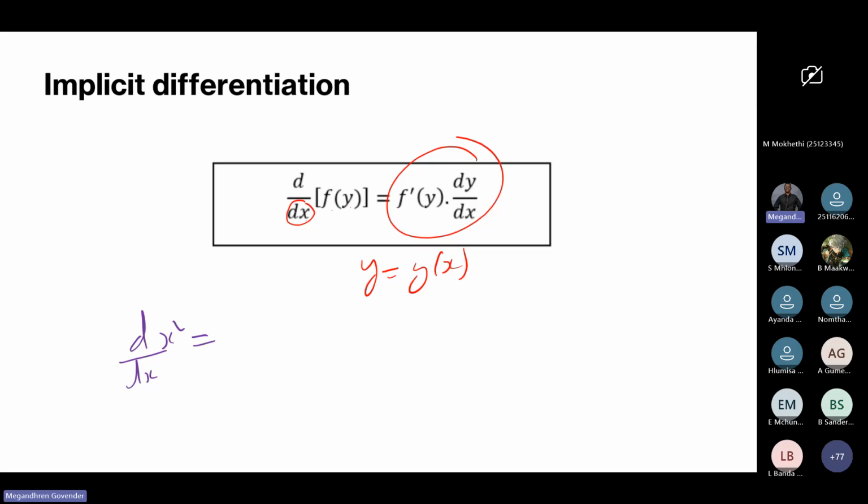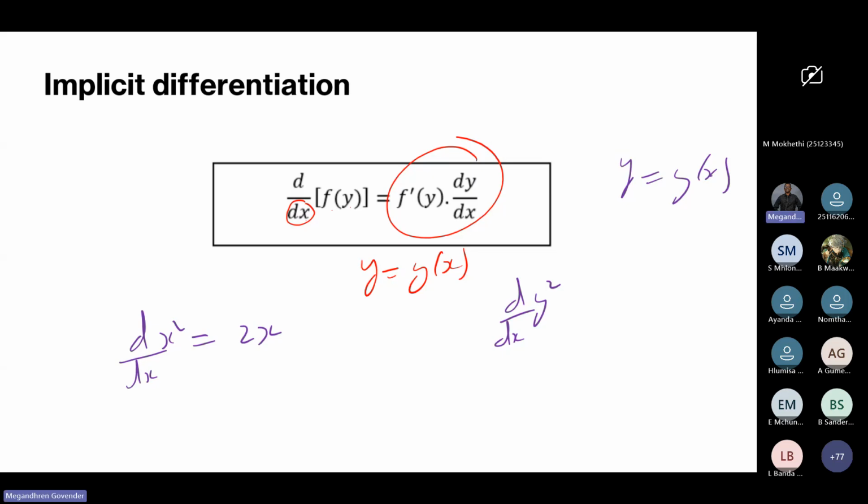It's not a trick question. Yes, 2x, it's 2x. Perfect. That's right. But now, what is d dx, watch this now, of y squared, where y is a function of x? What's the derivative of y squared, where y is a function of x?